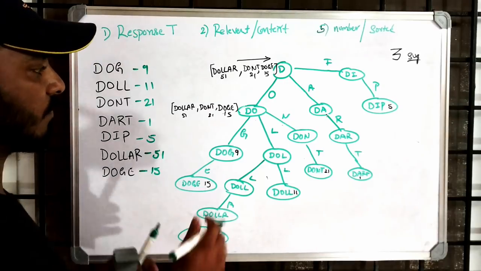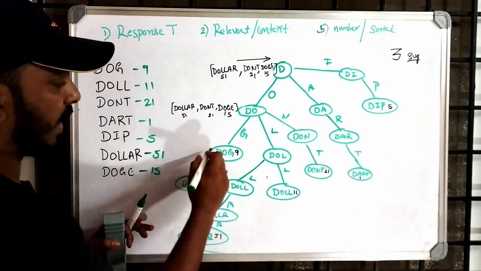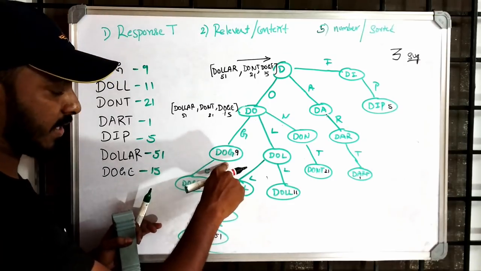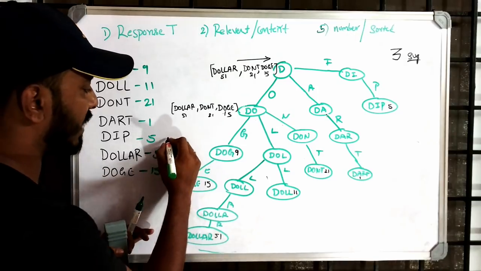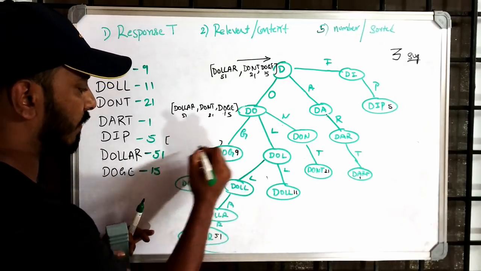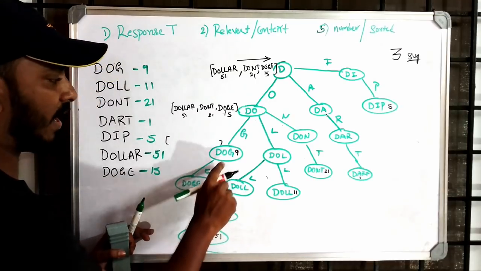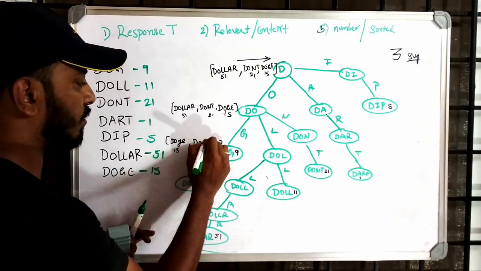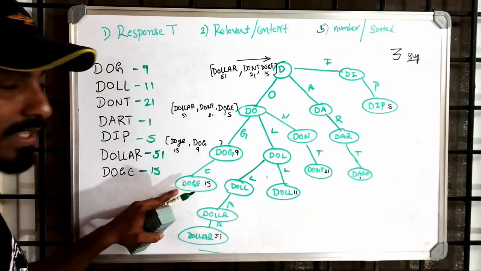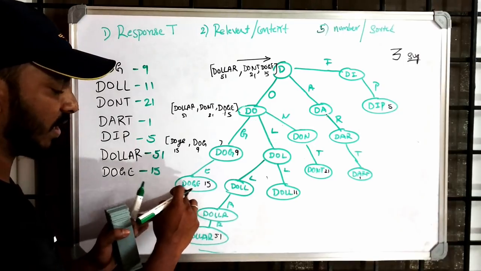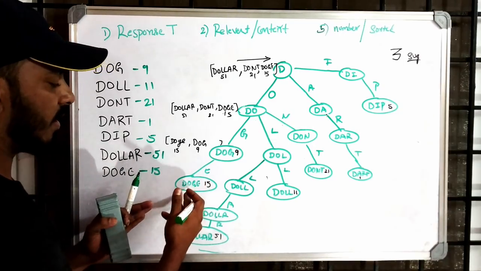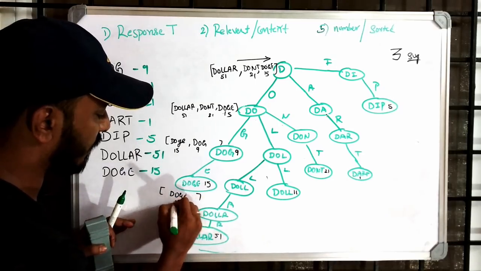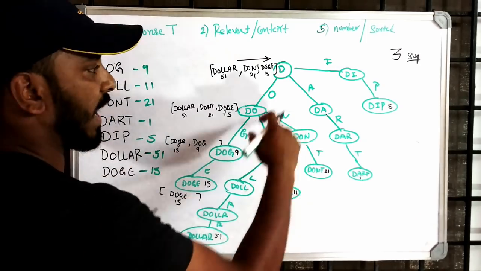Okay, now pre-compute for dog also. In this case, the only node available under this is dog itself and dodgy. So now in this case, there are only two suggestions available, that is dodgy with 15 rank and dog with 9 rank. In this case, we only have one prefix node, that is dodgy, and it itself is a valid suggestion. So this gets dodgy with 15 rank.